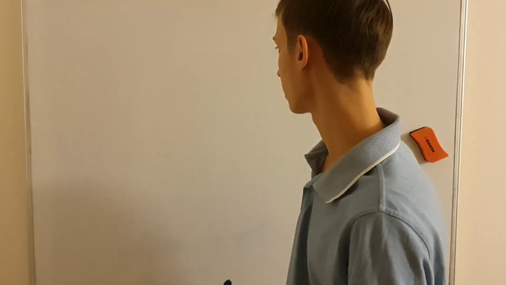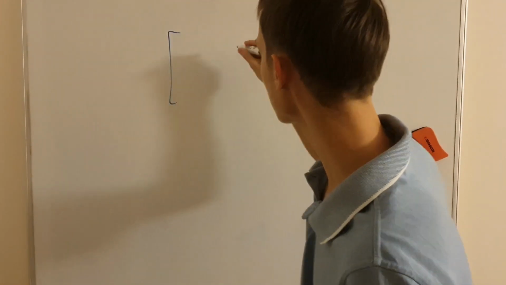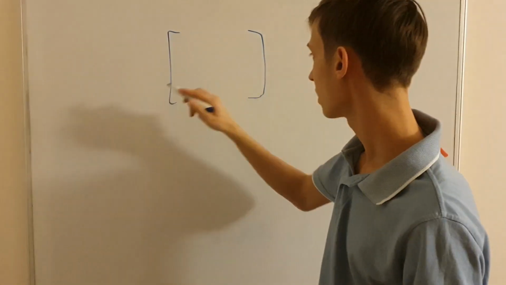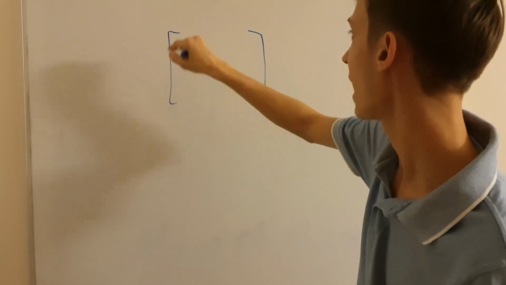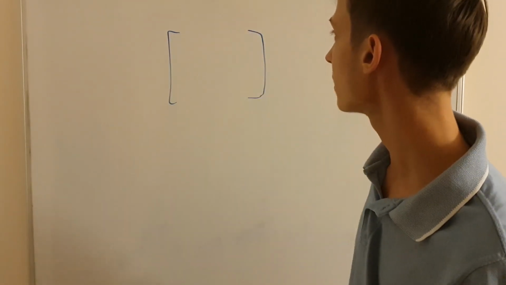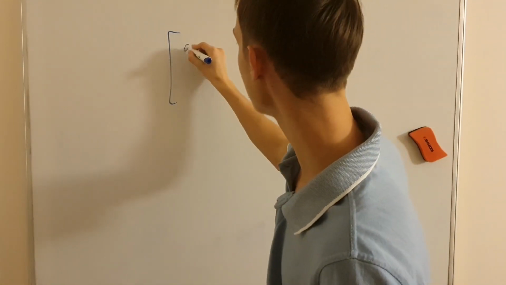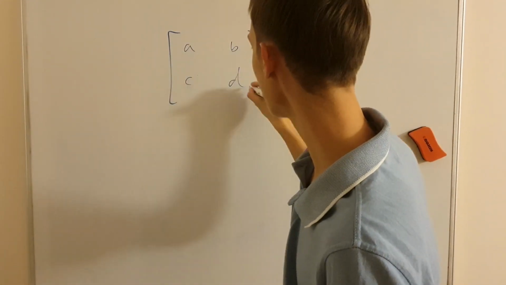First of all, I'll show what the 2 by 2 matrix means. Basically, a 2 by 2 matrix is a matrix that has 4 entries. It has 2 rows and 2 columns. Let's say that the 4 entries, as a matter of scheme, I will call A, B, C, and D.